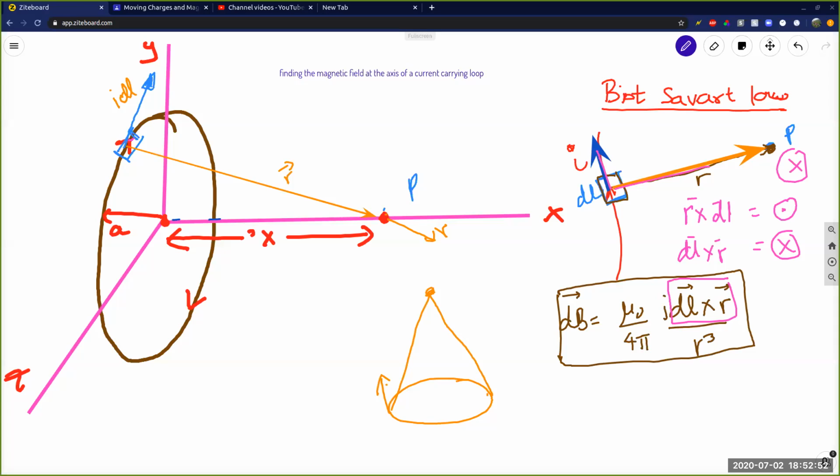One second. It'll go into the plane, that's for sure.